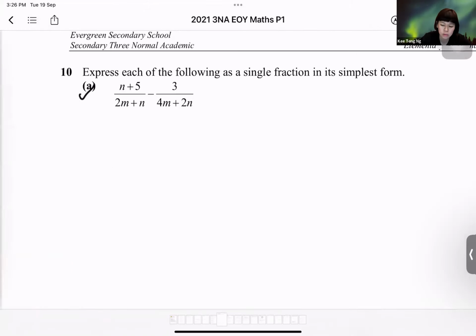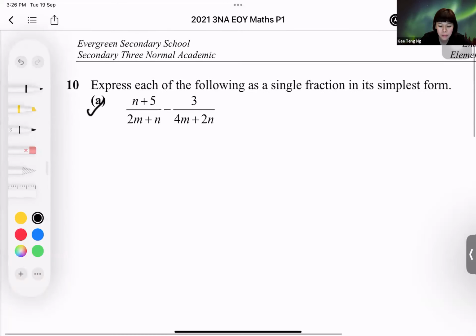Okay, next question, let me focus a little bit more on the algebra. Question number 10, express each of the following as a single fraction in its simplest form. So in its simplest form, always check: can you factorize anything in the denominator? Look for a common factor or try to factorize the denominator. Very obvious. In this case, that is screaming to you that there's a common factor. Factorize me. 2 is the common factor over here.